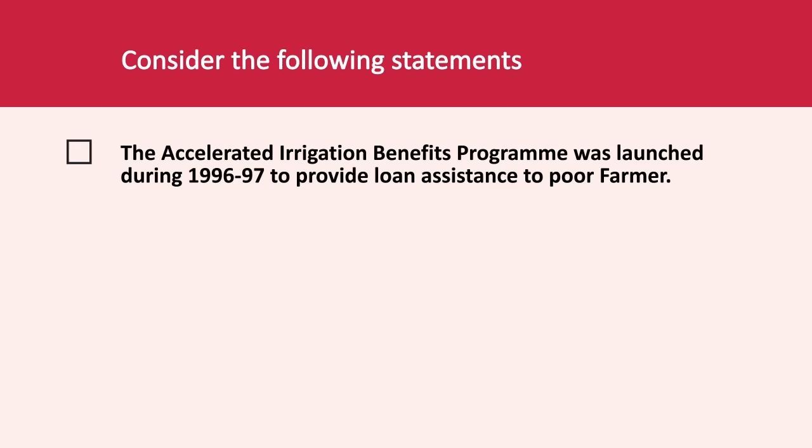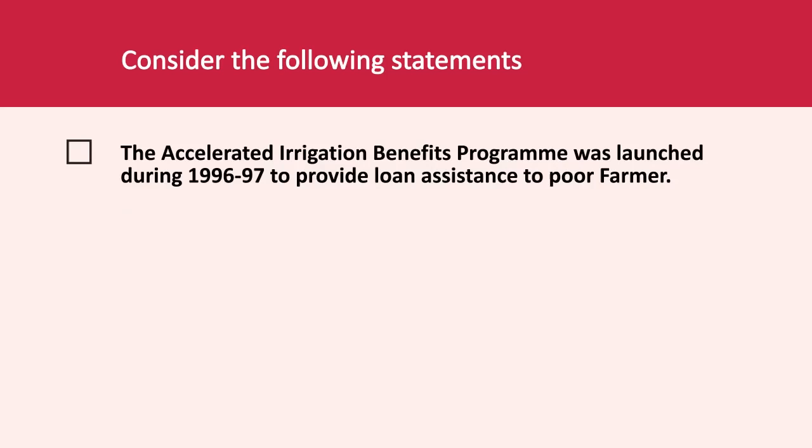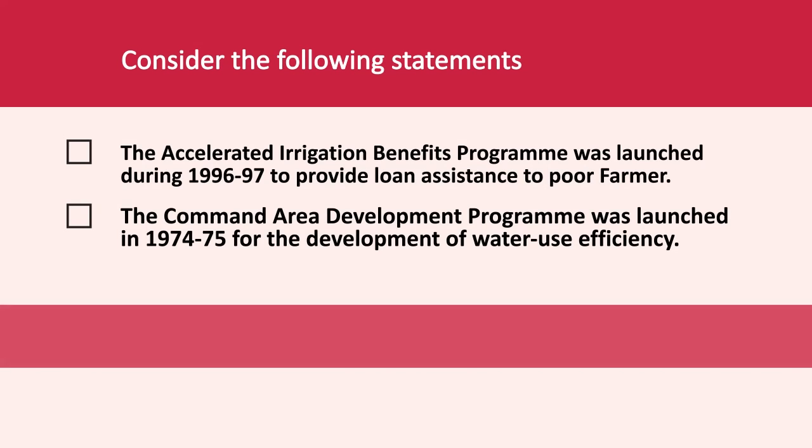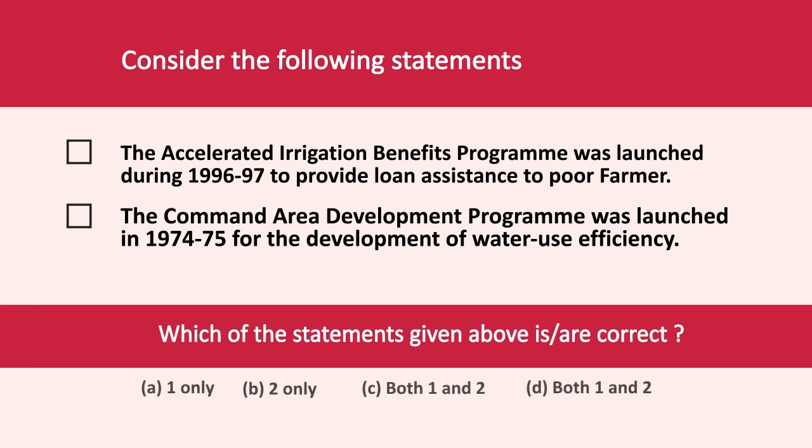Consider the following statement. The Accelerated Irrigation Benefits Program was launched during 1996-97 to provide loan assistance to the poor farmers. Hardly anyone remembers. The Command Area Development Program was launched in 74-75 for the development of water use efficiency. Even though both of them are correct or incorrect, it is very difficult for a candidate to go back to such a period and go on to observe that they have been correct or not.